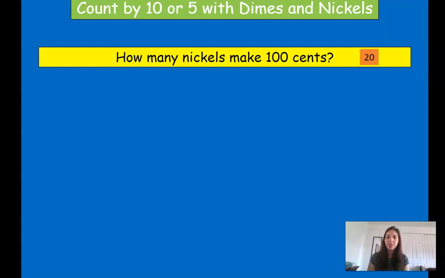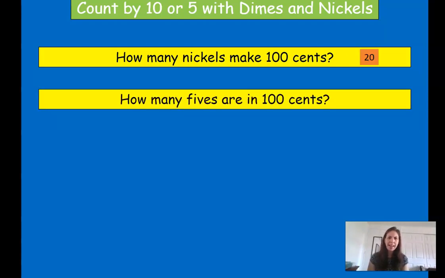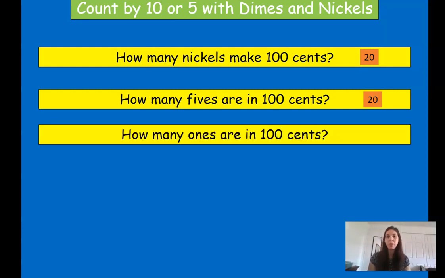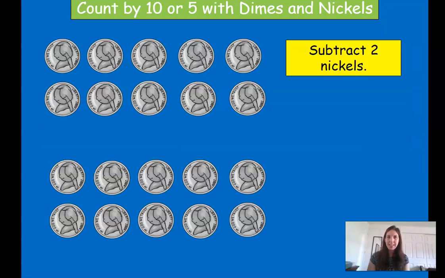We just counted 100 cents and there was 20 nickels. How many fives are in 100 cents? 20. There's 20 fives or 20 nickels in 100 cents. How many ones are in 100 cents? 100. Nice job. Okay, this time we're going to subtract 2 nickels.